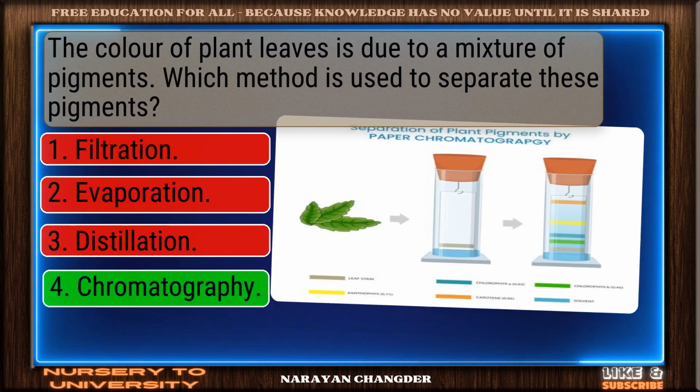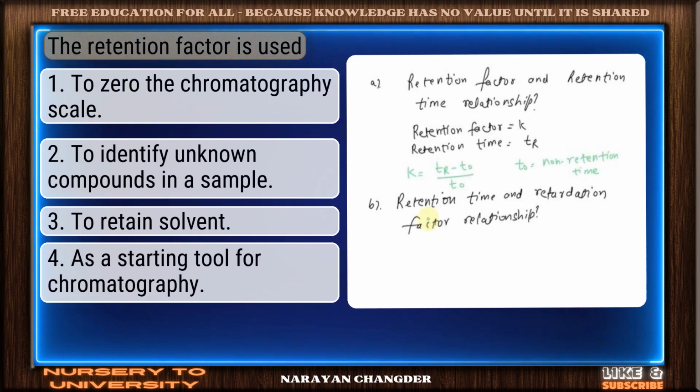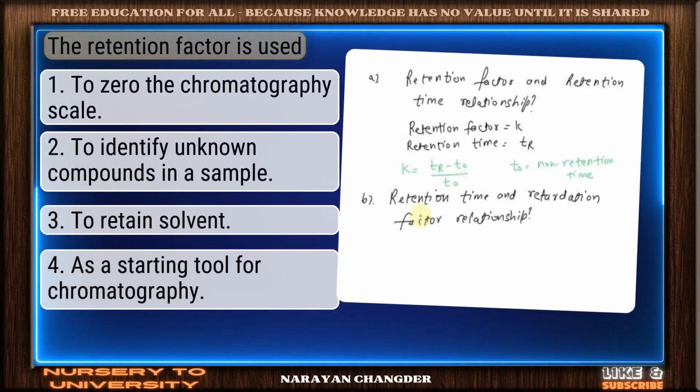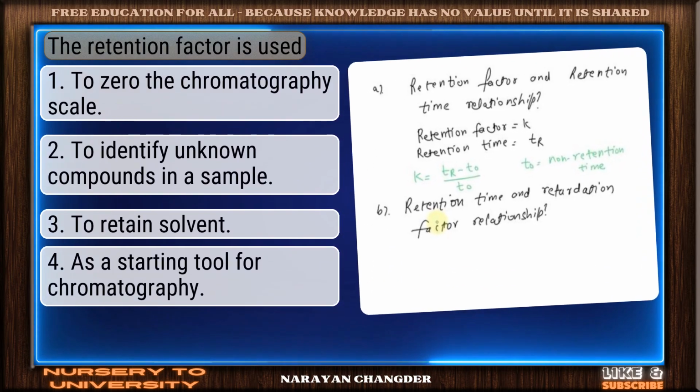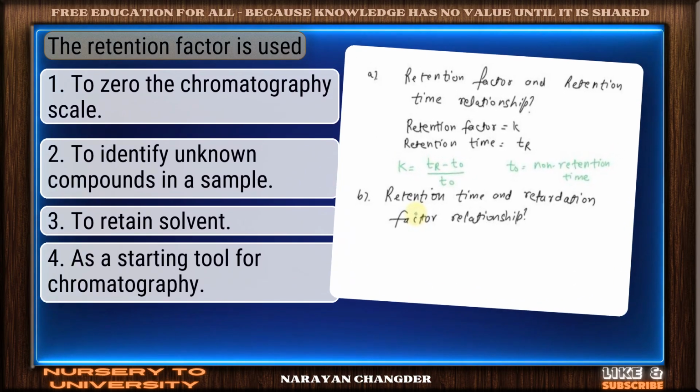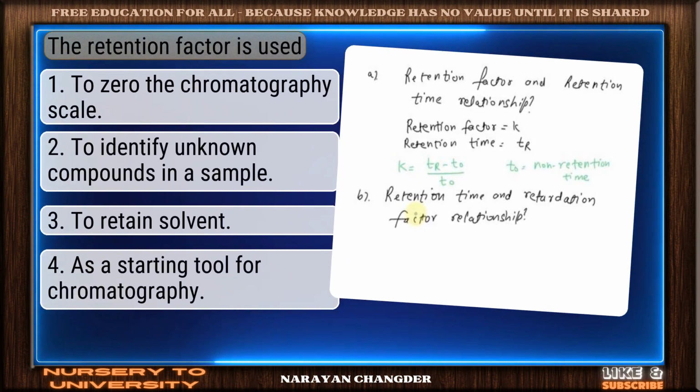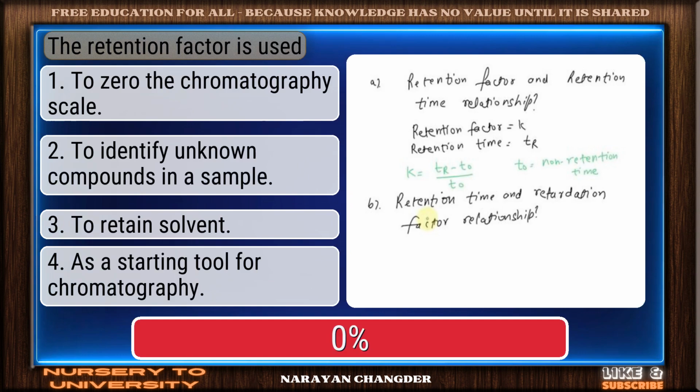Chromatography, great work. The retention factor is used: Option 1. To zero the chromatography scale. Option 2. To identify unknown compounds in a sample. Option 3. To retain solvent. Option 4. As a starting tool for chromatography.